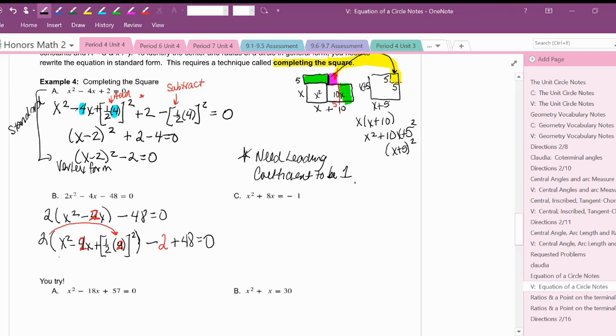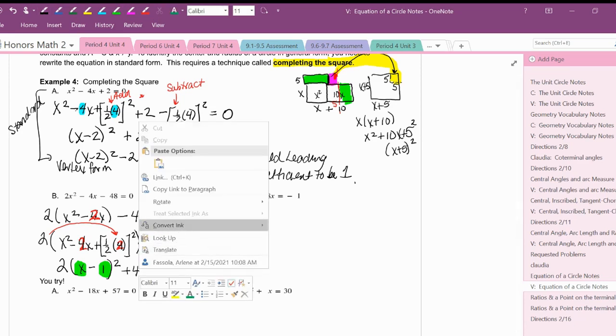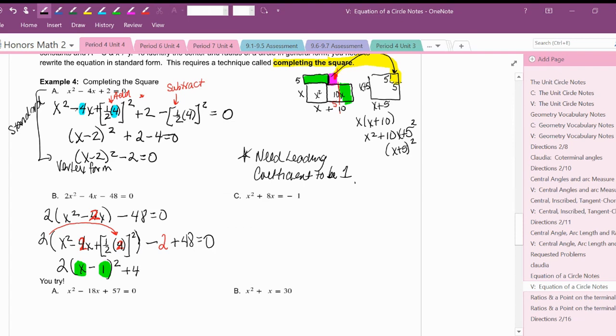Then I rewrite what's inside the parentheses here as an x minus 1, since half of 2 is 1, quantity squared, minus 48, my bad. Gosh, I'm really jazzing this one up. Minus 48, so minus 50.